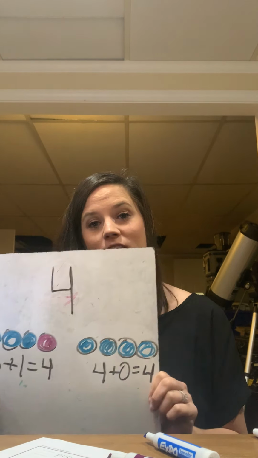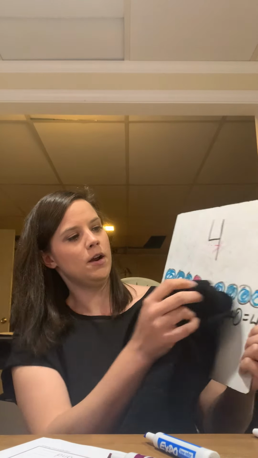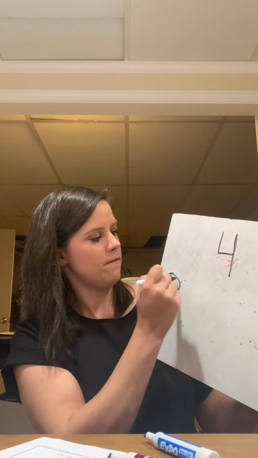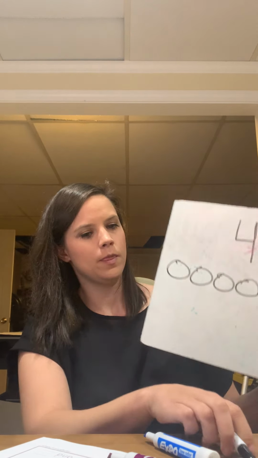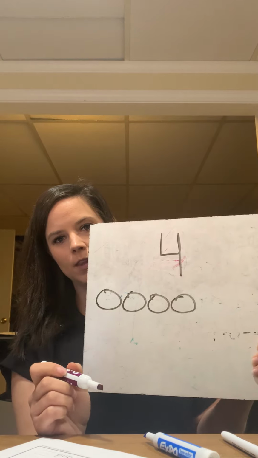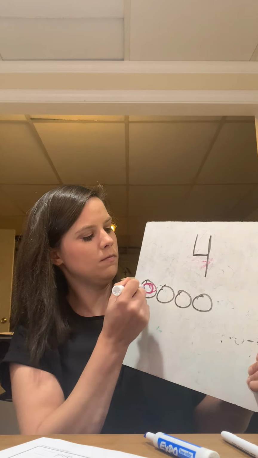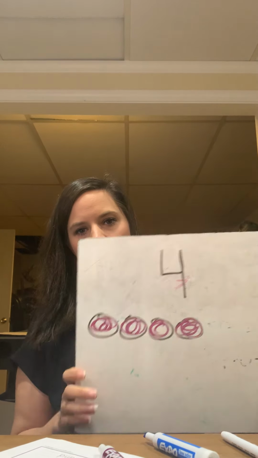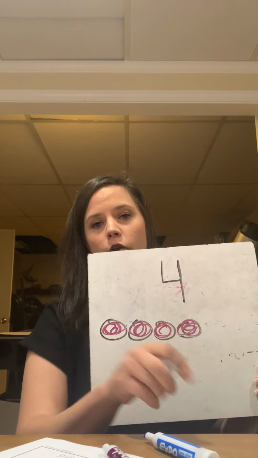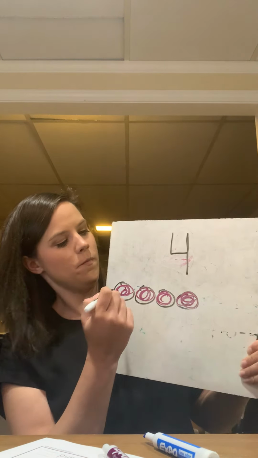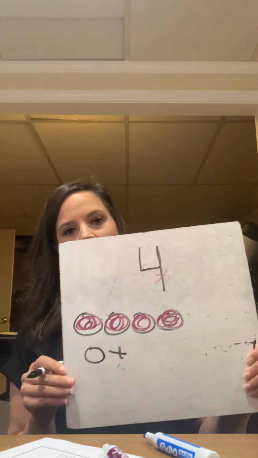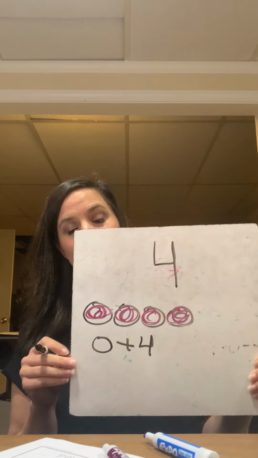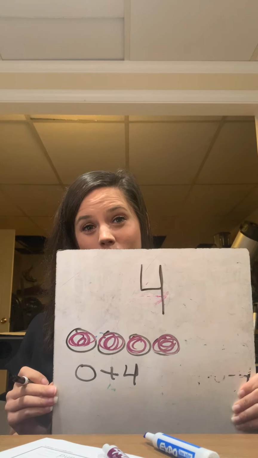One more, and it's going to look like this one. Instead of blue, we're going to have what color? Purple. So I'm going to shade 4. What color? Purple. So how many are blue? 0. How many are purple? 4. So 0 plus 4 equals 4.